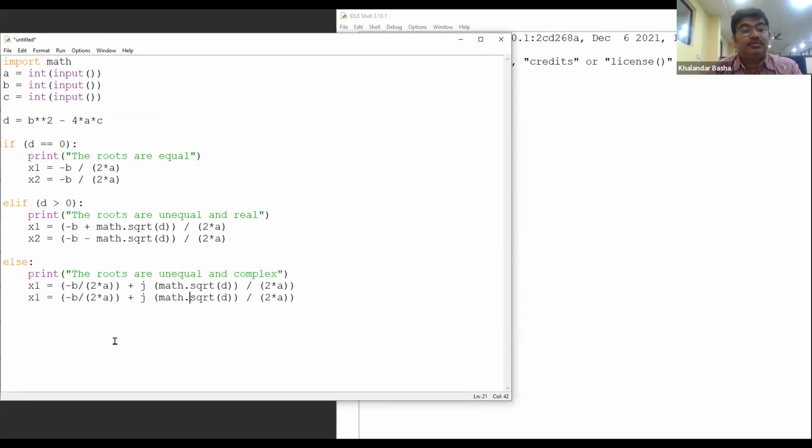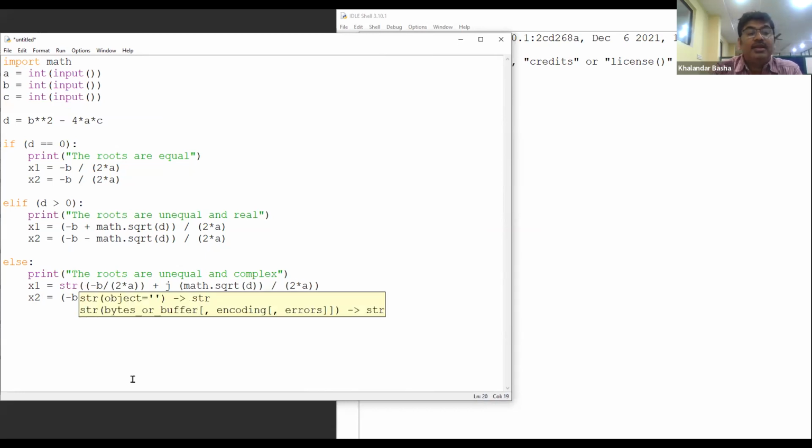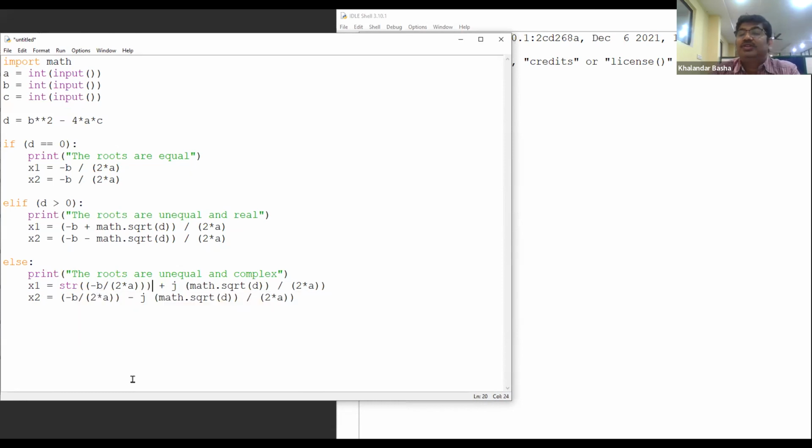Then I'll put x2 is equivalent to minus b by 2a. Here you'll write minus j. Now when you run this, j is not considered as an integer value or float value. So for this, we will convert everything into string. Then for concatenation, what is the concatenation operator? Plus is the concatenation operator.